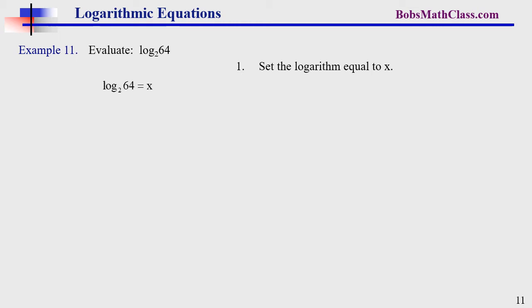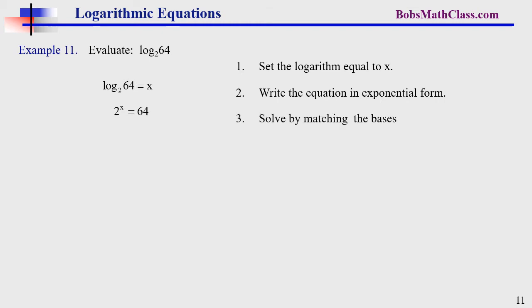All right, now it looks familiar, right? So now we're going to change it to exponential form. That would be 2 to the x equals 64. Match our bases. Yes, 2 to the 6 is equal to 64. So what does x equal?